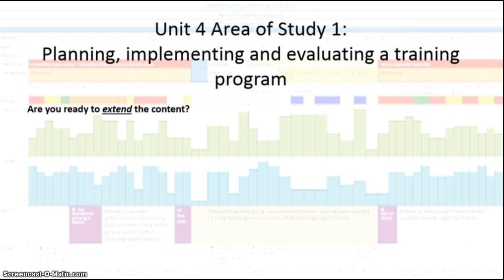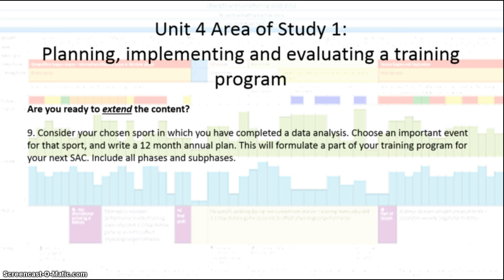Next lot of questions are there to extend you. Question 9. Consider your chosen sport in which you have completed a data analysis. Choose an important event for that sport and write a 12-month annual plan. This will formulate part of your training program for the next SAC. Include all phases and sub-phases. You might want to contact your teacher to get some assistance with this one.